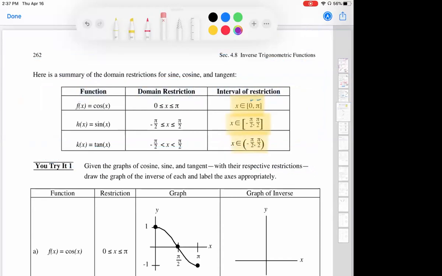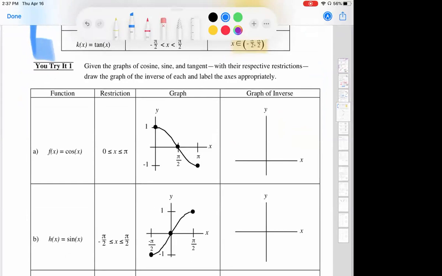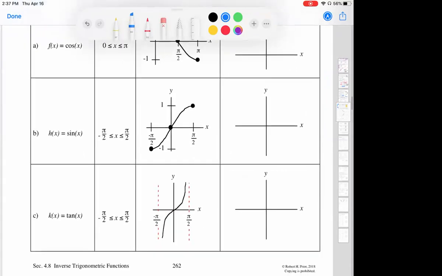Super important, make sure you have this highlighted. Let's do the U-try-it one. Given the graphs of cosine, sine, and tangent with the respective restrictions, draw the graph of the inverse of each and label its axis appropriately. Okay, we'll just do one of them together. We saw cosine, so let's go ahead and do sine.